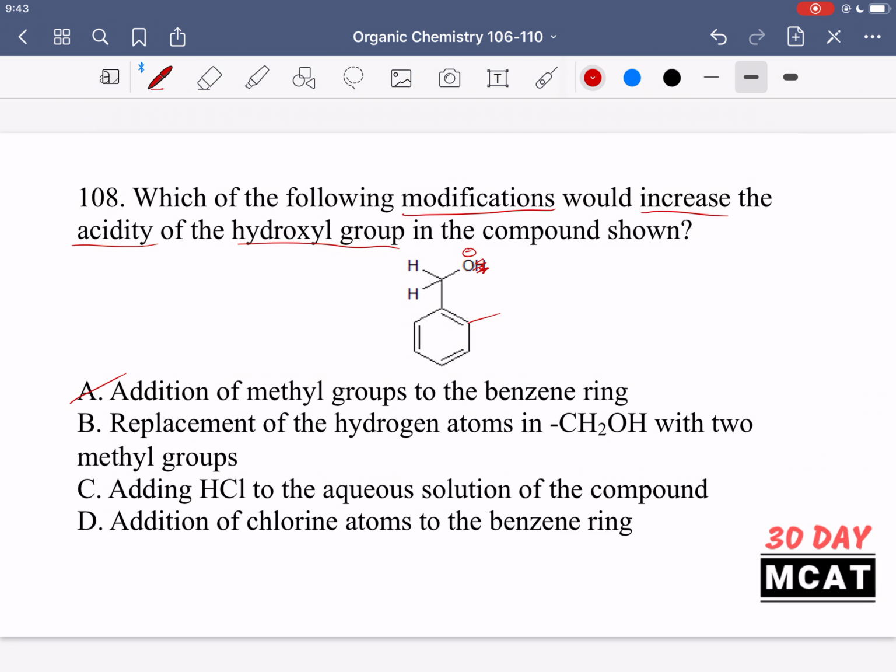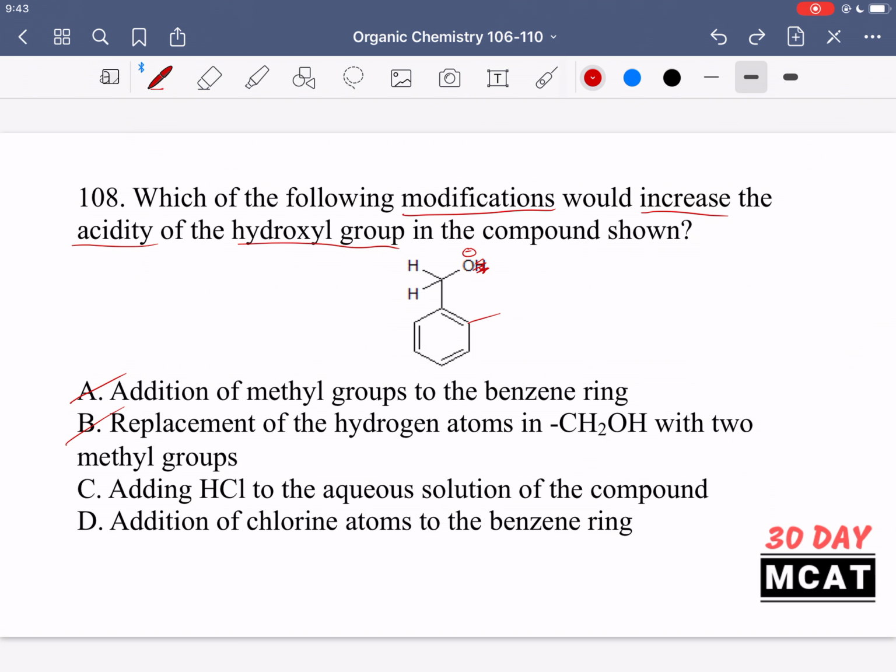Option B is saying replacement of the hydrogen atoms in CH2OH with two methyl groups. So if instead of hydrogens here, we just had this methyl group, same thing, it would have more electron density and therefore more electron donating effect, and that's the opposite effect of what we want.